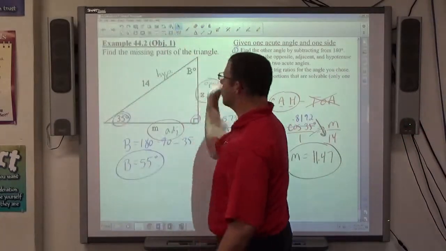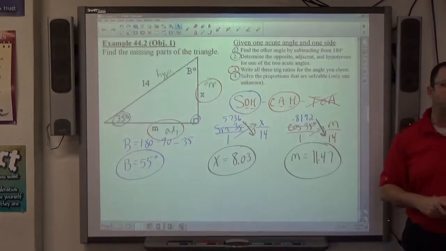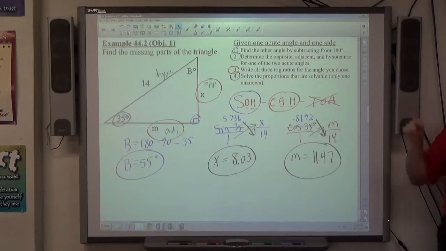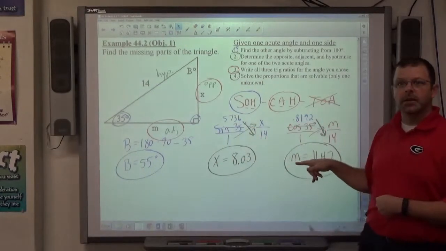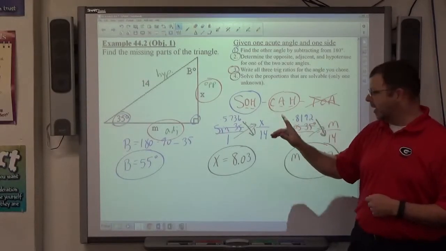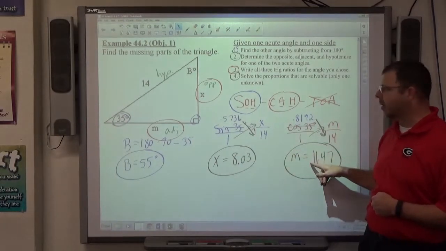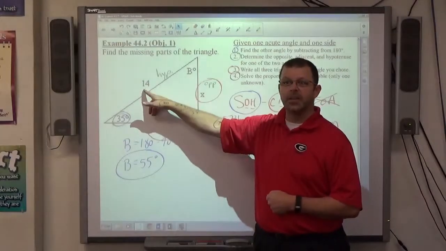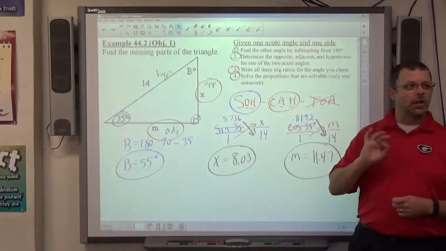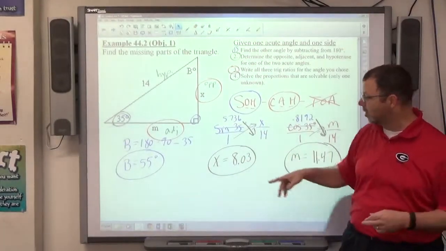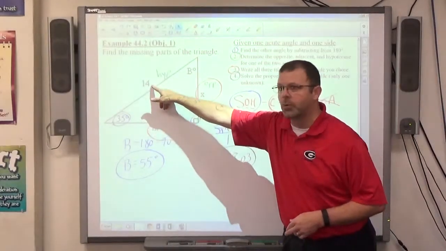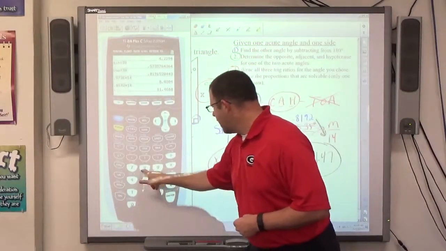Okay, just real quick, I want to throw a couple things out at you. What kind of triangle is this? Right triangle. So the Pythagorean theorem should be valid, right? So I had no idea what x and m were, but I figured them out. If this is truly correct, if I do this squared plus this squared, I should get close to 196. I won't get exactly 196 because these are rounded. But if I square these and add them together, x squared plus m squared should equal 14 squared. We try it out.